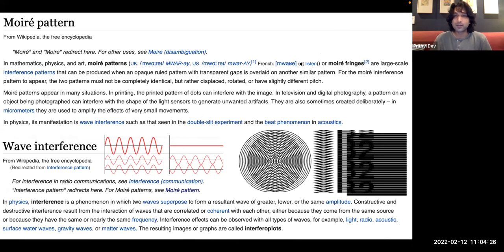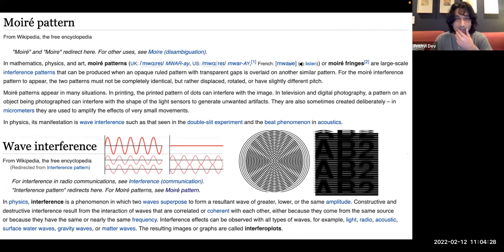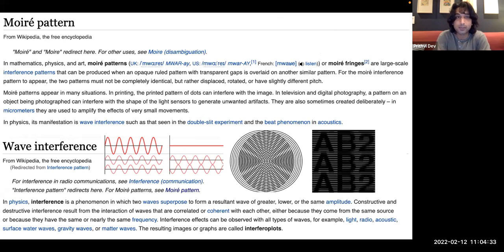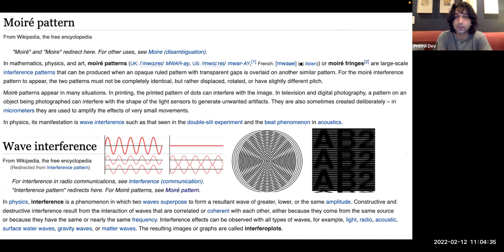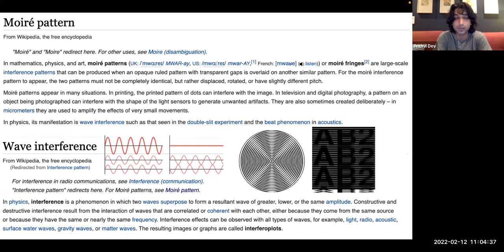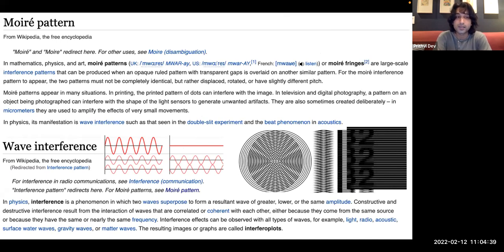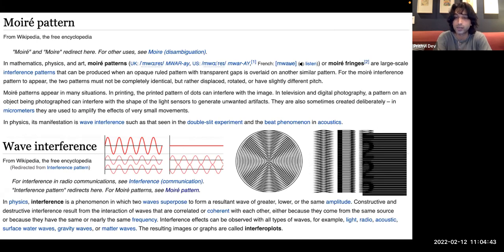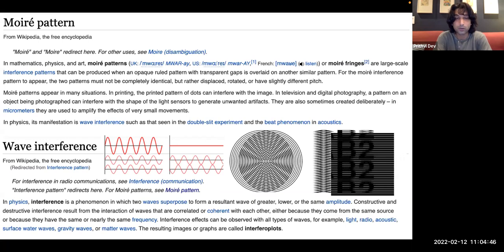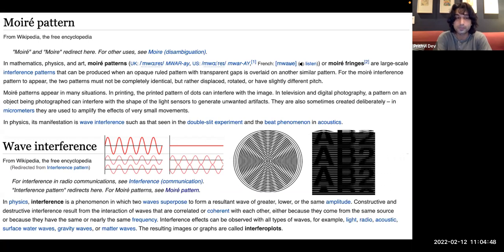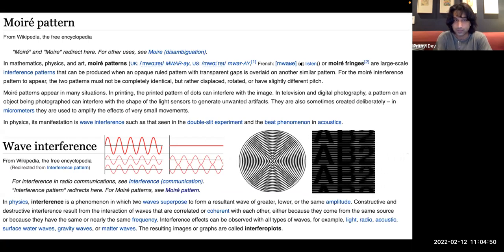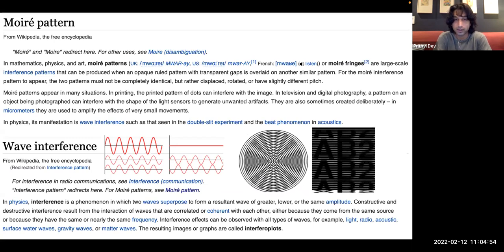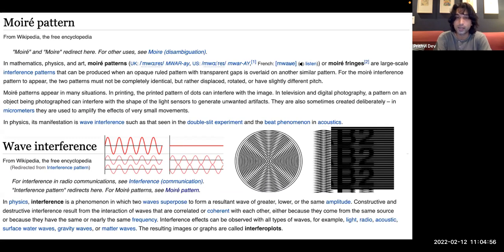A Moire pattern. I'm just going to read this out because I also don't fully know. It's an interference pattern that can be produced when an opaque ruled pattern with transparent gaps is overlaid on another similar pattern. And in physics, interference is a phenomenon in which two waves superpose to form a resultant wave of greater, lower, or the same amplitude. So here we have a graph of these red waves, and they are amplifying each other to create a larger wave, and the other one they cancel out.